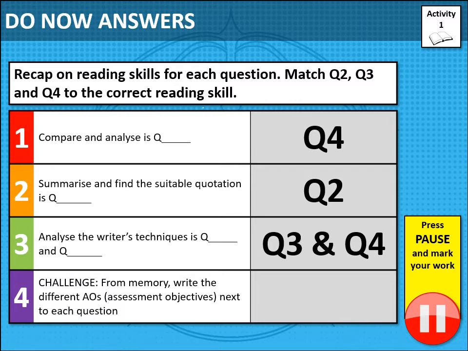So the answers for this task are listed there for you. So question 1, the question where you have to compare and analyse is question 4. Number 2, the question where you summarise and find the suitable quotation is question 2 of the GCSE paper. And then for number 3, where you analyse the writer's techniques, that's done in both question 3 and question 4. Press pause and mark your work, and then press play when you're ready to move on.